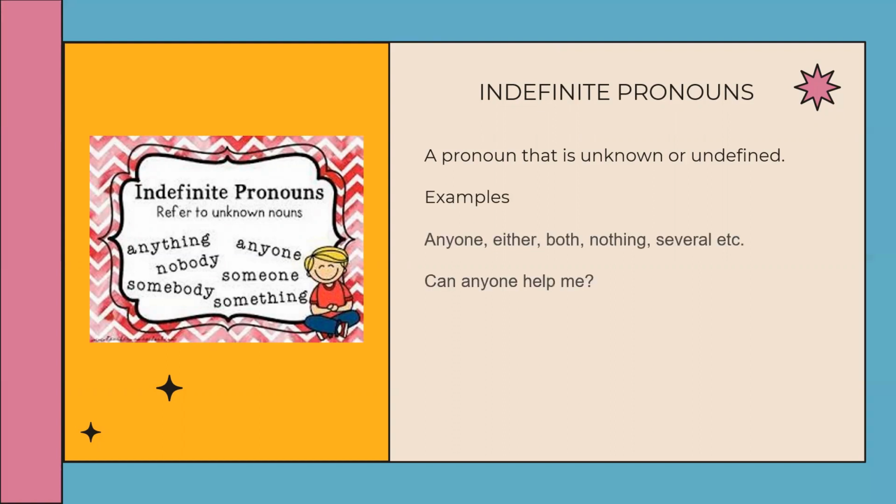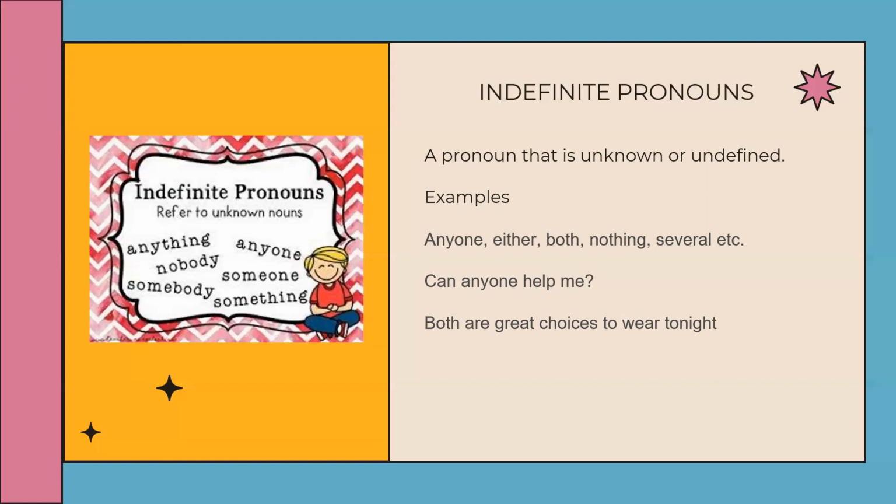If I frame it in a sentence, I can use this pronoun like this: can anyone help me? Here I'm not specifying whose help I want. I'm talking about anyone, meaning anybody who is around me can help me. Another way of using the indefinite pronoun is from this example: both are great choices to wear tonight. This is also an example of indefinite pronoun. We are not specifying exactly what we are referring to.